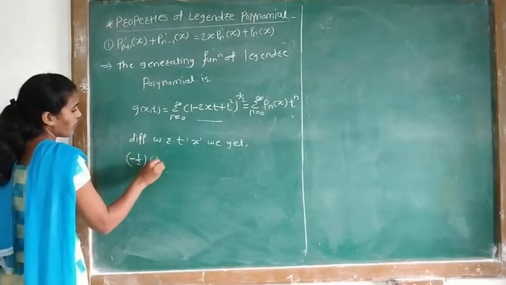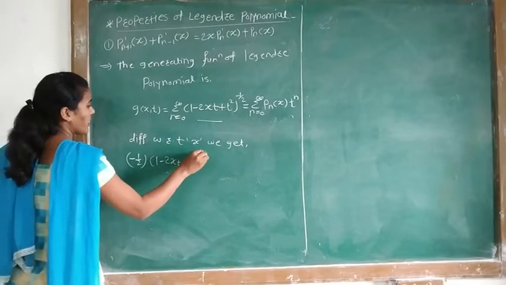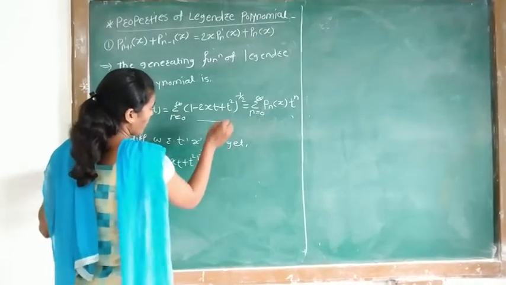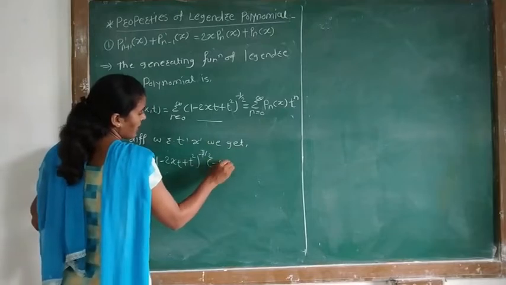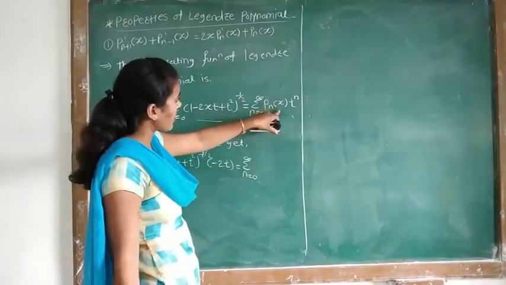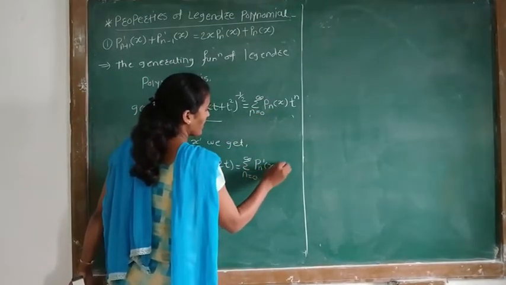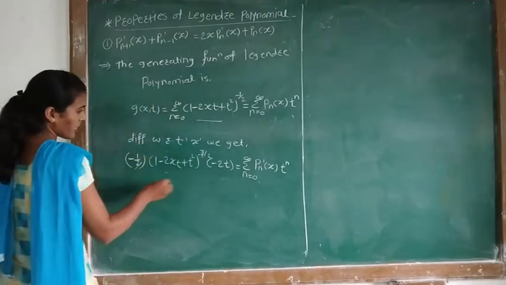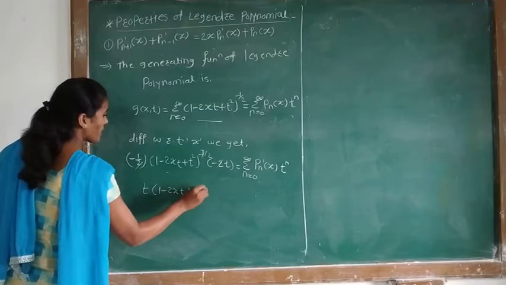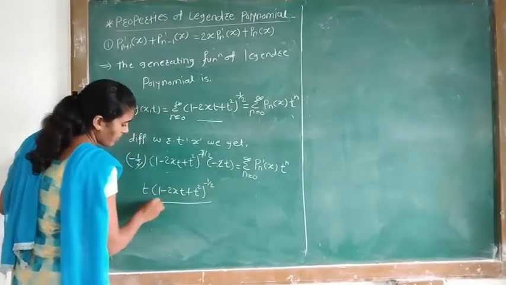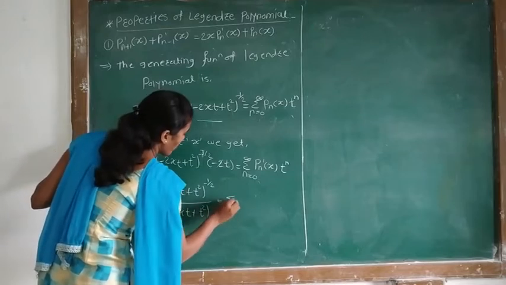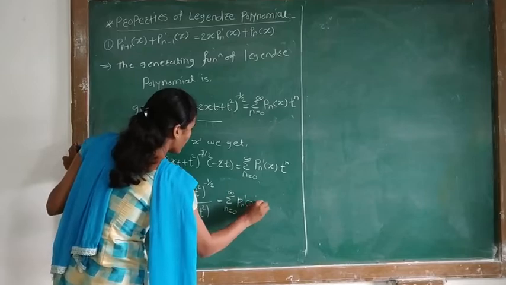minus 1 half into 1 minus 2xt plus t square raised to minus 3 half. The derivative of x raised to n is n x raised to n minus 1. The derivative of 1 minus 2xt plus t square with respect to x is minus 2t, equal to summation over n is equal to 0 to infinity Pn of x. The derivative with respect to x is Pn dash of x into t raised to n. Now this 2 gets cancelled here. Therefore I will write this term as t into 1 minus 2xt plus t square raised to minus 3 half equal to summation over n is equal to 0 to infinity Pn dash of x t raised to n.